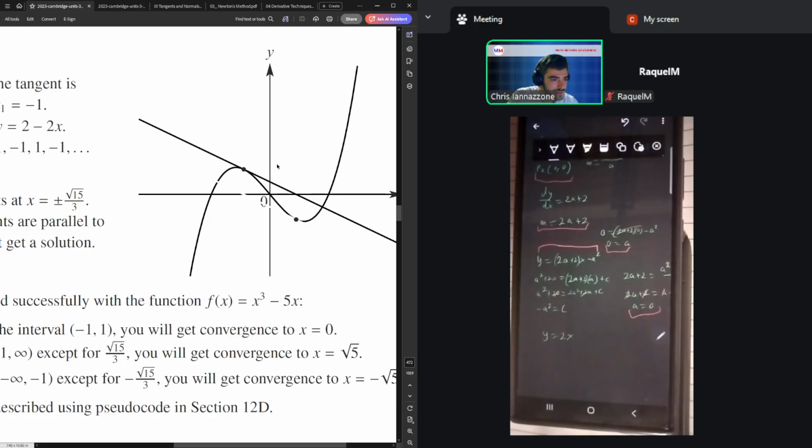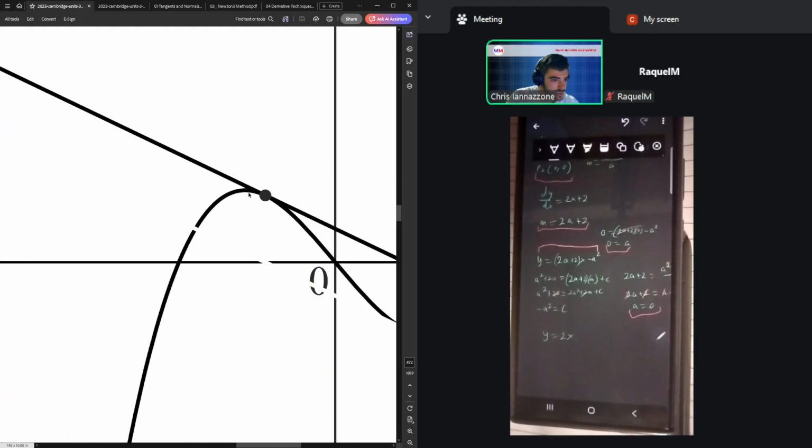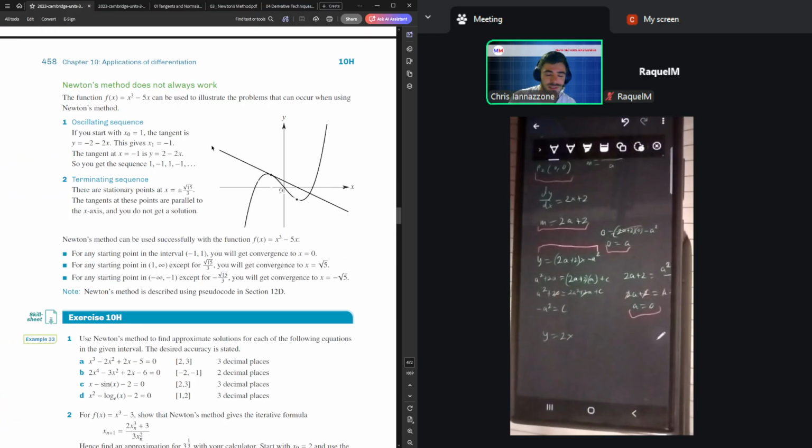Odd functions will definitely do this, simply because of how they work, where the y value here is the same as the negative of the y value down here, which is why things will always kind of do that. The other issue is what happens if you chose a stationary point. If you try to take a tangent at a stationary point, it's going to be perfectly horizontal. It won't ever actually touch the x-axis. That is referred to as the terminating sequence, because there is no other point for you to try and take your next tangent at.